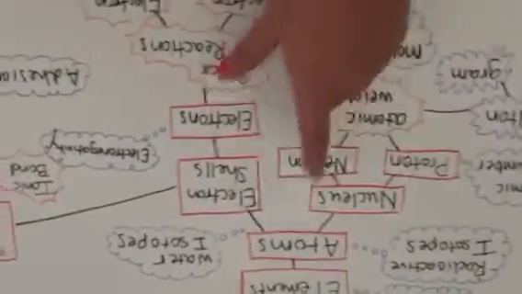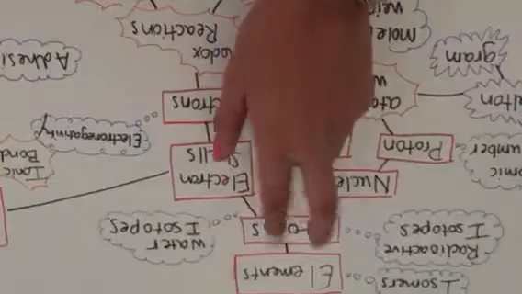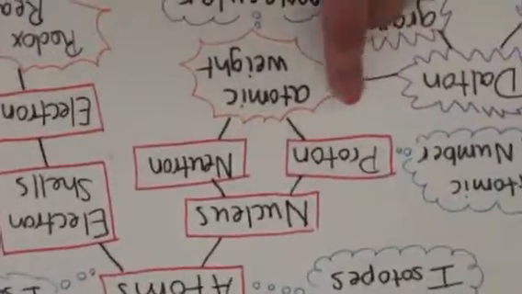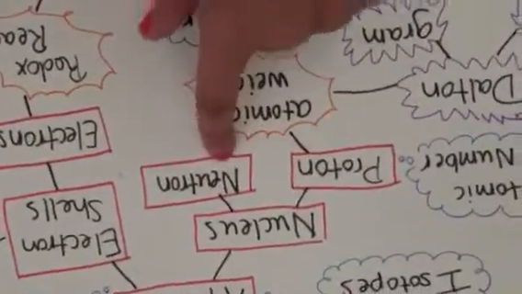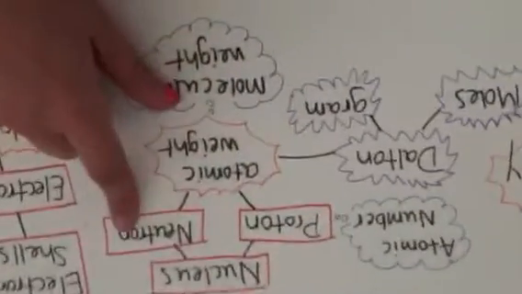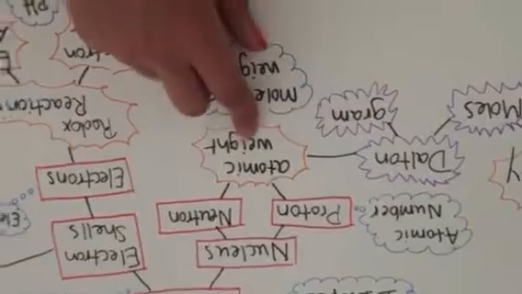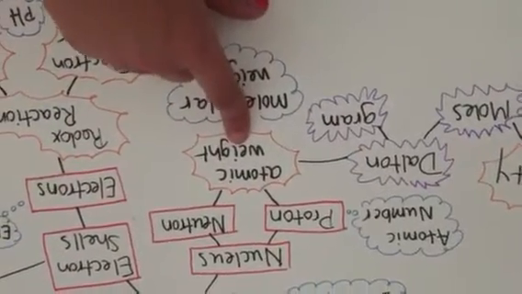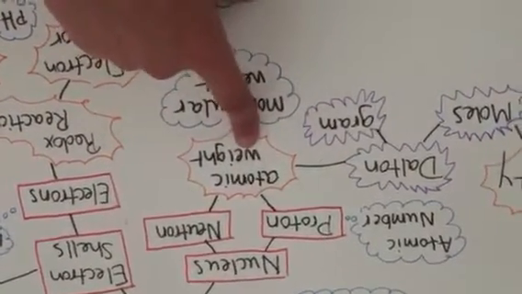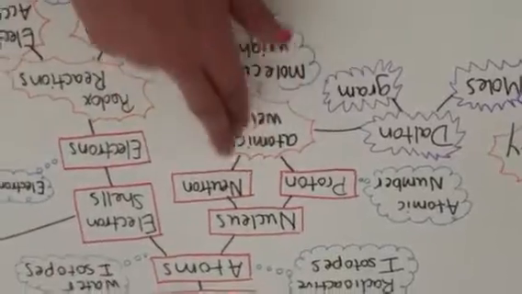If you come down, you can see that an atom is made up of nucleus and electron shells. We'll start over here with the nucleus. It's the center of the atom, and inside of it we have protons and neutrons. Protons are positively charged and neutrons are negatively charged. And combined, they sum up to be the atomic weight, which is the weight of the atom.